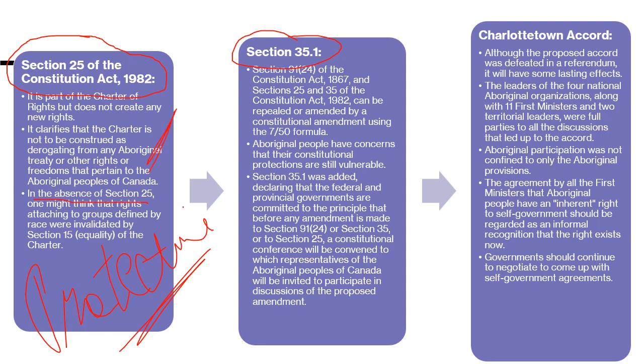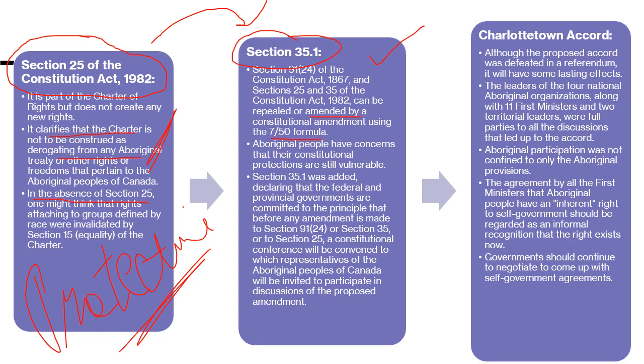So the Charter at no stage should be construed, interpreted, or applied in derogation of Aboriginal rights. This is what Section 25 says. Then this protection is under Section 35. Sections 91 to 24 of the Constitution, then 25 to 35, can be repealed or amended by constitutional amendment using the 7/50 formula. So a constitutional amendment can happen, but for that, what's the requirement?